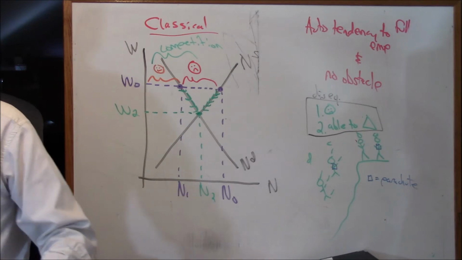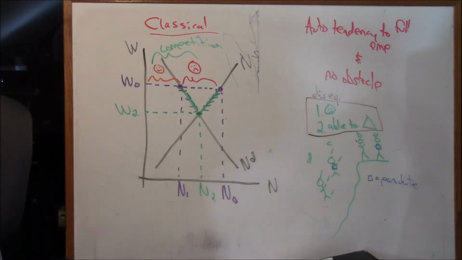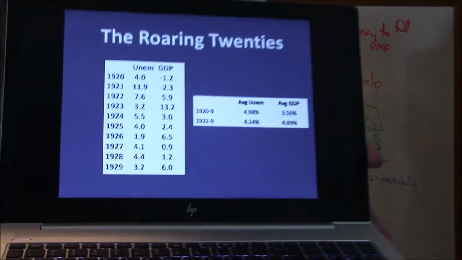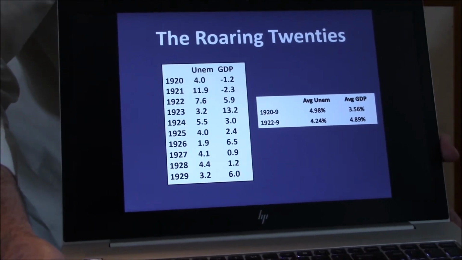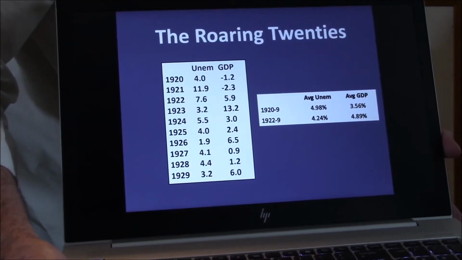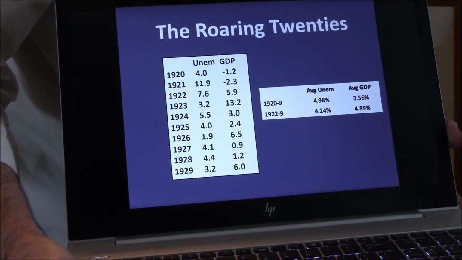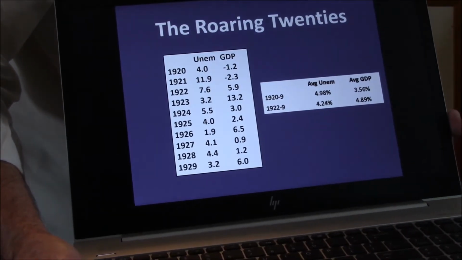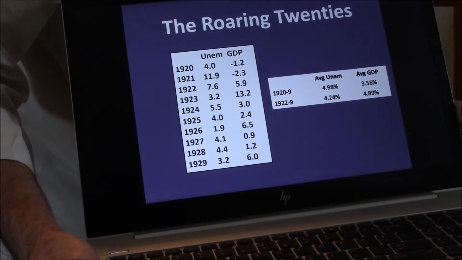Let me just pick this up and hold it up there for a second. You may have heard that the period preceding the Great Depression was called the Roaring Twenties. It was an extremely strong expansion. And there's the data for the Roaring Twenties right there. There's a big level of unemployment in 21, and it's still pretty big in 22, but then after that it really comes down. And on average, as you see there, I calculated on the right that average unemployment at the end of that Roaring Twenties was 4.24.